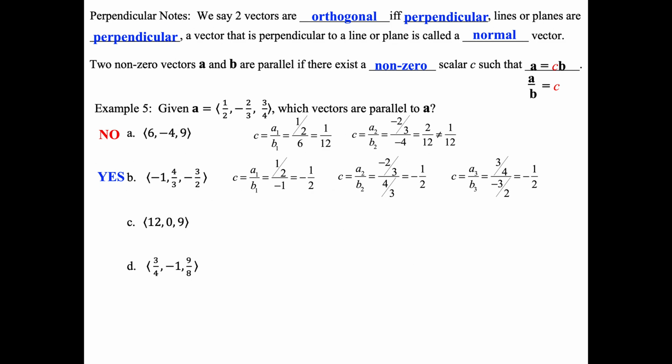Part C, notice in this vector there's a 0 as the y component. So if you look at the y component division first, -2/3 divided by 0 is undefined. There's no way they can be parallel. End of story.